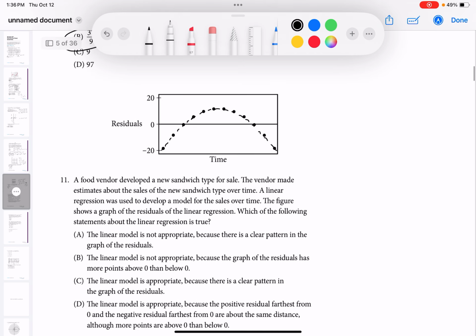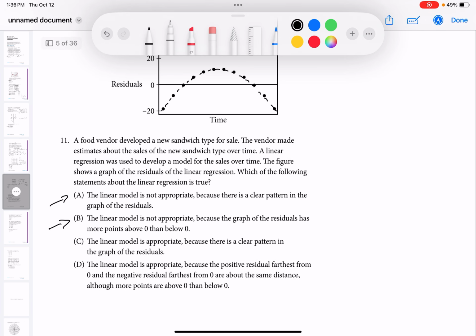I'm going to say the linear model is not appropriate at this point because I'm looking at that. It does look quadratic to me. It looks like really a quadratic model would be fit. So I'm going to say the linear model is not appropriate. So, looking at it, I'm going to look at A and B as being the possibles now. I'm going to say C is probably not a good idea and D is probably not a good idea. Now, the linear model is not appropriate because there's a clear pattern in the graph of the residuals. All right, so that's one choice. Let's look at the other one. The linear model is not appropriate because the graph of the residuals has more. No, that's not true. So it's got to be A.